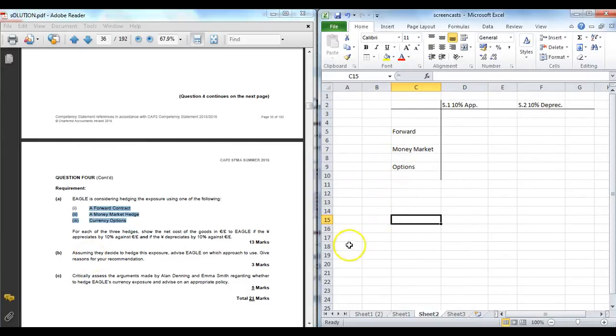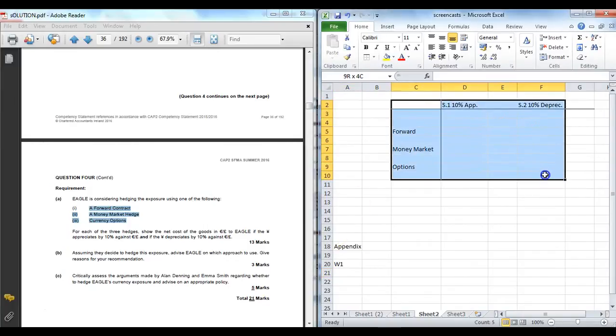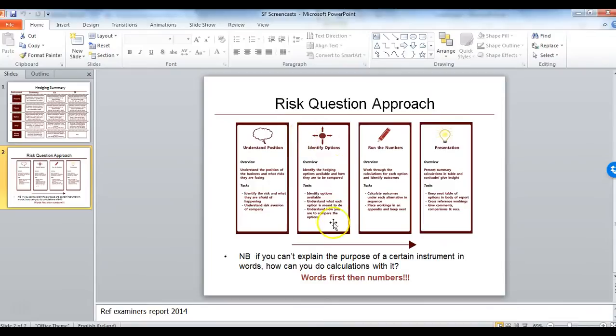I then come down to my appendix, and I do working 1, working 2, working 3 for each of them. So that's the way I tell students, and that's regardless whether it's interest rate risk or foreign exchange risk. You put the table there, that's the infrastructure of the question, as per step 2.